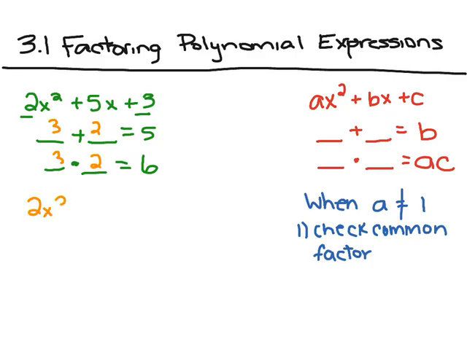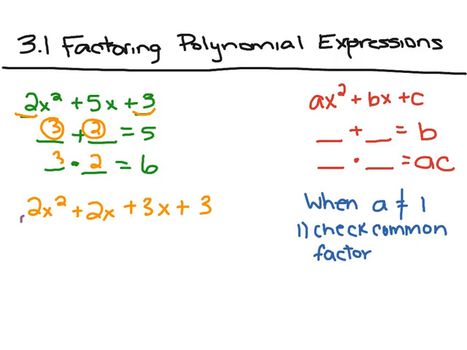So we're going to write 2x squared, and we're going to write our 5x as 2x and 3x. We're going to split it up into 2. And it's easiest to try to keep your common factors together. So because this one has a 2x here, I want to use the 2x beside it. Because this one's a 3, I want to use the 3x beside it. So 2x squared plus 2x plus 3x plus 3.